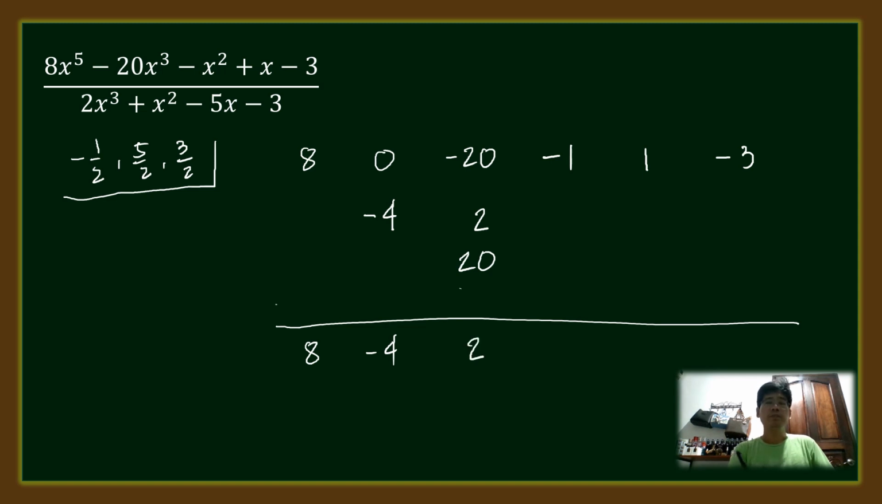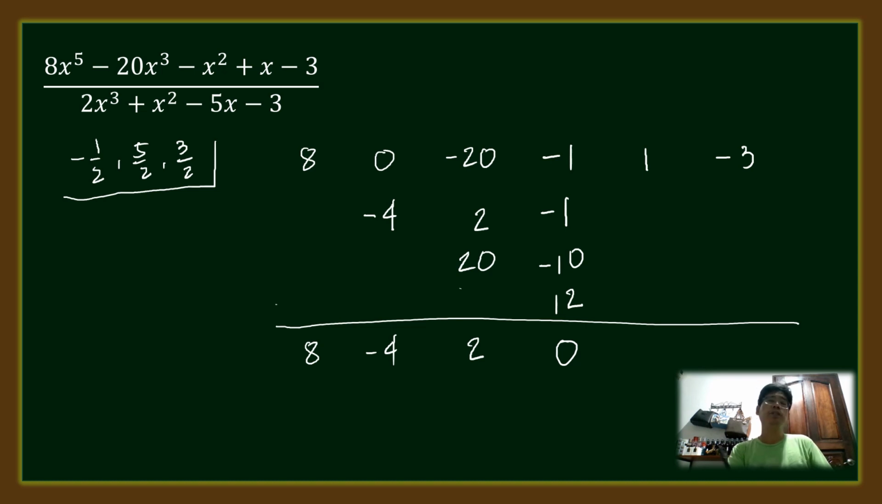Then multiply this sum by the first divisor. 2 times negative 1/2 is negative 1. Then the previous sum, negative 4, multiplied by the second divisor, 5/2, that will be negative 10. And then the previous sum, 8, multiplied by the third divisor, 8 times 3/2 is positive 12. Negative 1 plus negative 1 plus negative 10 plus 12 is 0.